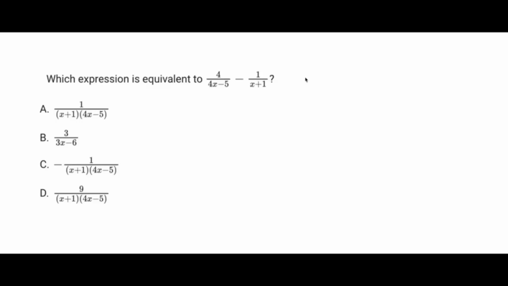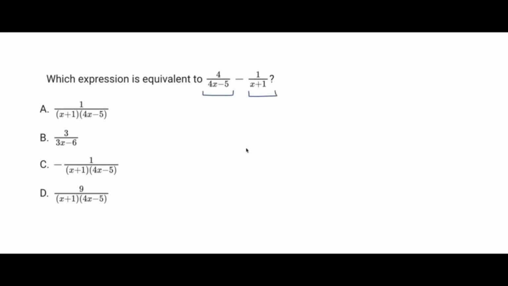Which expression is equivalent to 4 over 4x minus 5 minus 1 over x plus 1? So we have a bunch of answer choices here. And the first thing we want to do to simplify this for equivalent expressions is just get the same denominator, right? That way it's easier to work with and we can actually do some arithmetic when it comes to it. So we see here that in the first term, we have 4x minus 5 at the denominator. And then for the second term, it is x plus 1.